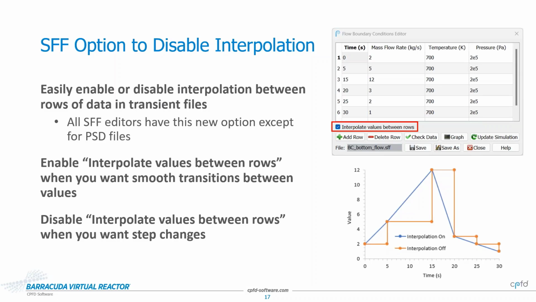Now we've added this checkbox so that you can either enable or disable interpolation. This should make it much more convenient to get step changes if that is the desired behavior that you have for your boundary condition.